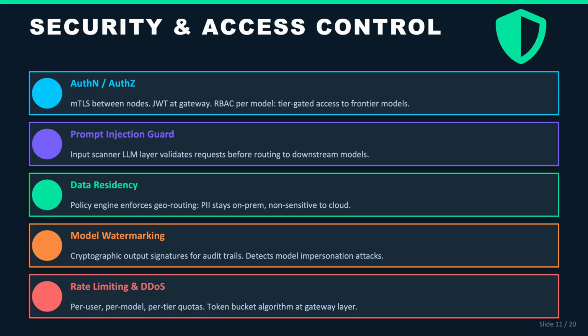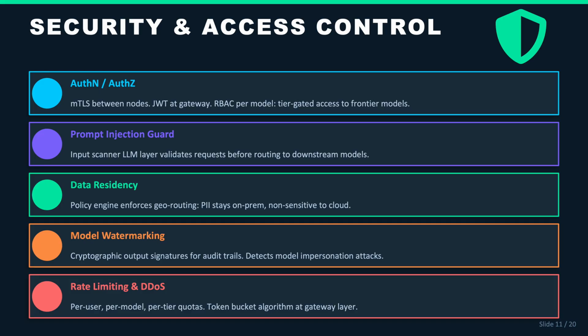Data residency is enforced by a policy engine that geo-routes requests based on data classification. Personally identifiable information stays on premises. Non-sensitive data can go to cloud models. This is your GDPR and HIPAA compliance mechanism. Model watermarking applies cryptographic signatures to outputs for full audit trails and detects model impersonation attacks in federated deployments. And rate limiting uses per user, per model, per tier token bucket algorithms at the gateway to prevent both accidental and malicious cost explosions.